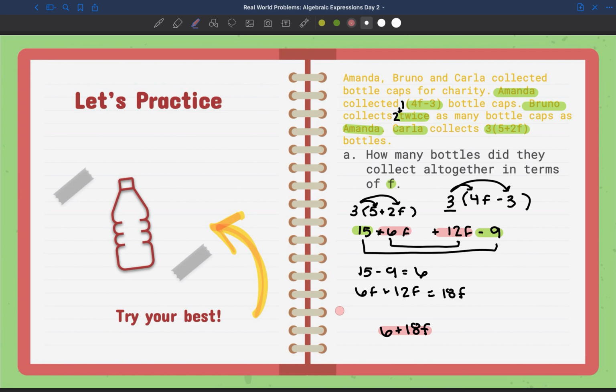So remember that when we have a term with an unknown variable, which in this term is F, it will always be represented by a variable.